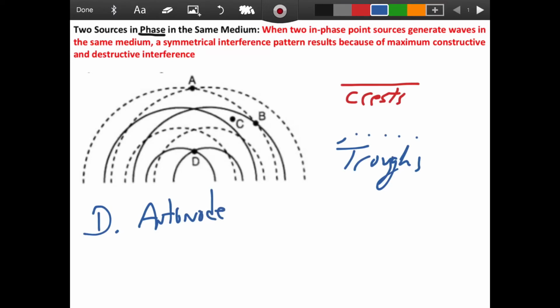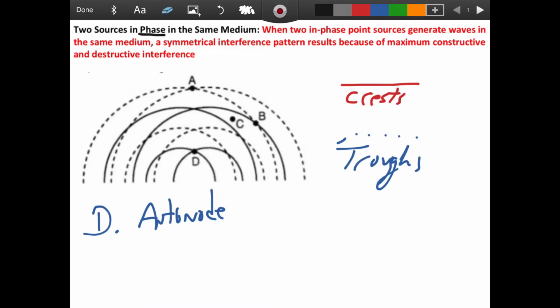And then if we look at A, where we have two dashed lines, that's actually still constructive interference, because since these are in the same direction, we're going to add those up. So that would create a very large displacement in the negative direction. So that would also be an antinode.